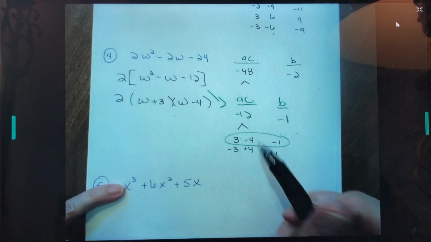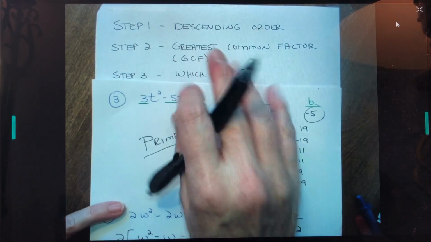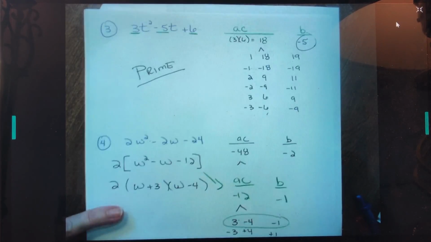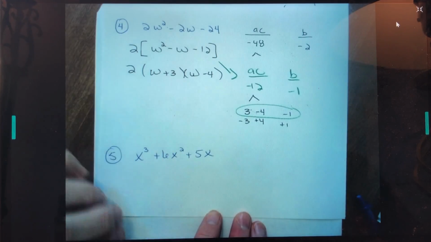Now, the student that failed to see that and went about it this way, you will eventually get to the correct answer, but you just cause yourself a lot of unnecessary extra work. So remember, when you're factoring descending order, GCF, always do that first, and in the long run, it does save you time. Okay, so one final one.